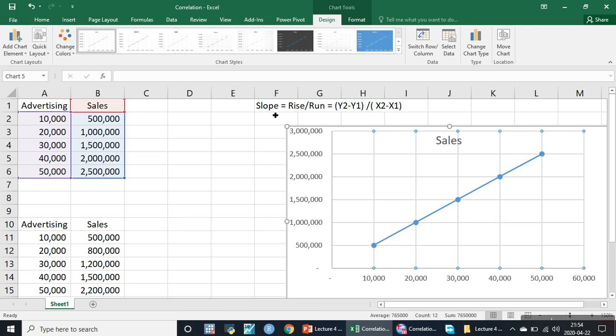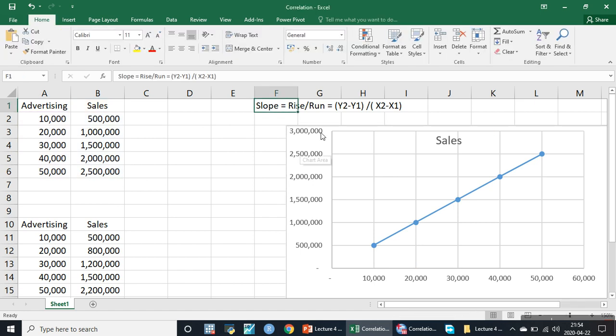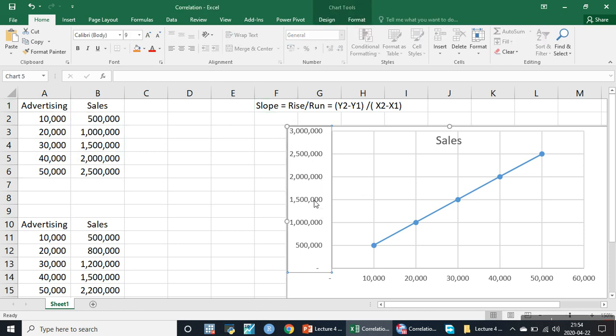The formula of the slope is rise over run. Rise means vertical axis, and run means horizontal axis. It can be denoted by rise is equal to y2 minus y1, meaning 100,000 minus 25,000. This is y2, this is y1. So we can calculate the slope of the line by this formula.